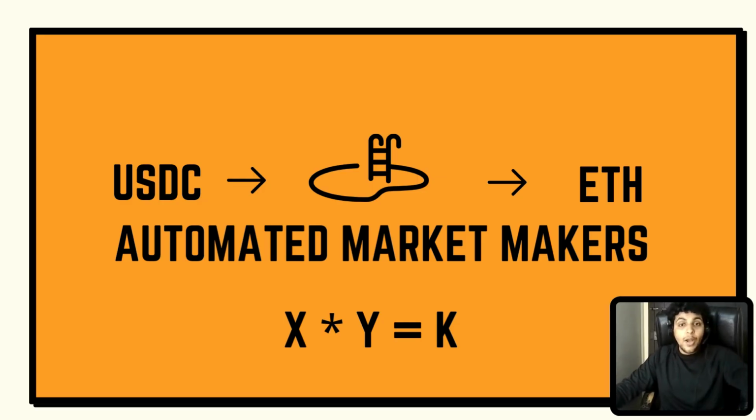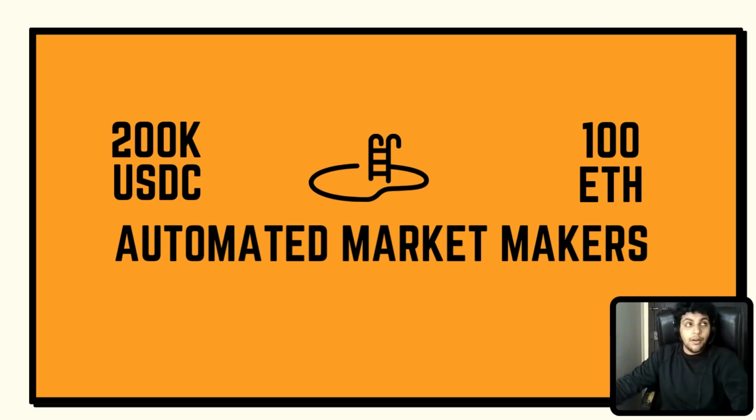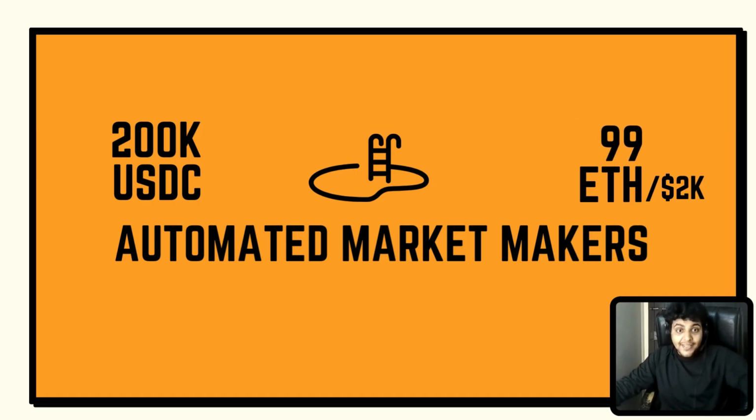So let's say you have a pool with 100 ETH and 200,000 USDC. That means each ETH is worth around $2,000. So someone buys one ETH. Now the pool has less ETH, so the price of ETH automatically goes up to keep that magical constant number happy. It's actually pretty elegant when you think about it.